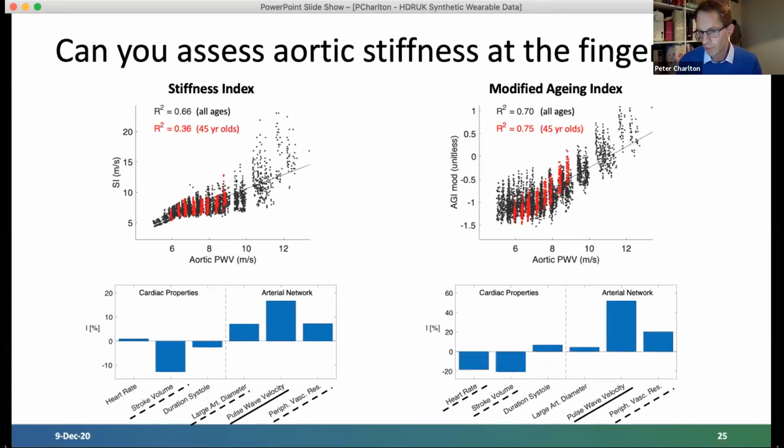Looking at the modified aging index, the pulse wave velocity was also a strong contributor to this index, but it was also influenced by the heart rate, for instance, which did not change systematically with age. And we believe that this may be in part why it maintained a strong correlation across even a small age range.